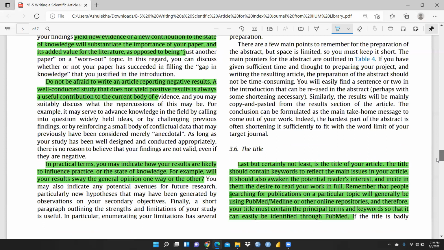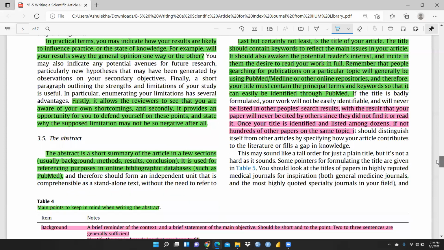And in practical terms, you may indicate how your results are likely to influence practice or the state of knowledge. For example, will your results change the general opinion one way or the other? This shows reviewers that you are aware of your own shortcomings, and secondly, it provides an opportunity for you to defend yourself on these points and state why the supposed limitation may not be so negative after all.